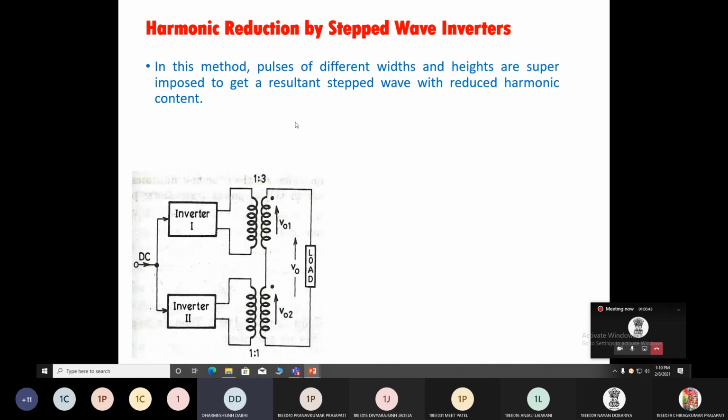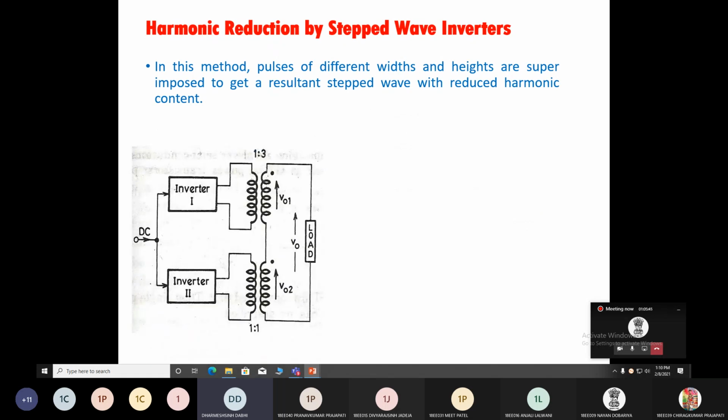And the third one is harmonic reduction by the stepped wave inverter. Again, this is the same type of method as we saw in the previous one, but the change is here: we provide a change in the transformation ratio. In the previous one, the transformation ratio is 1:1. Here the transformation ratio is 1:3.